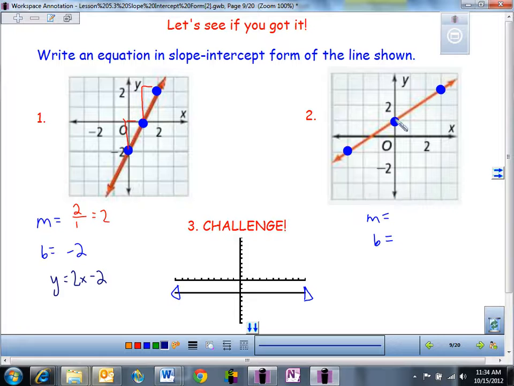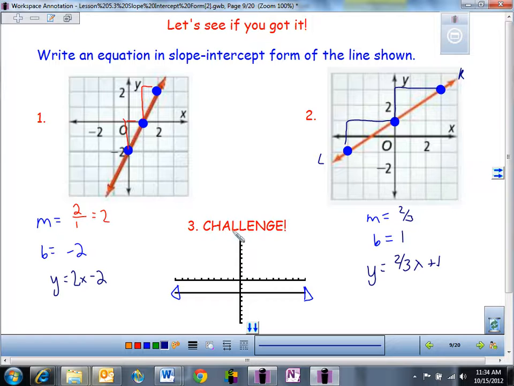Number 2, our m, we're going up 2 over 1, 2, 3. So that was 2 over 3. We check another one, up 2 over 3. And notice this would be a positive slope because we'd be climbing from left to right uphill. So that should be positive. And our b value is at 1. So your equation for number 2 is y equals 2/3 x plus 1.